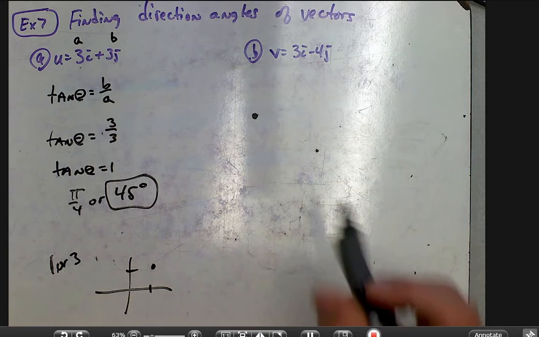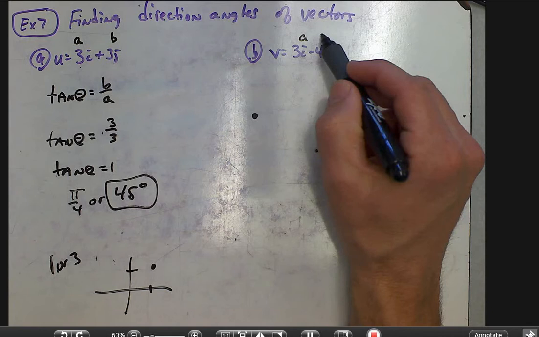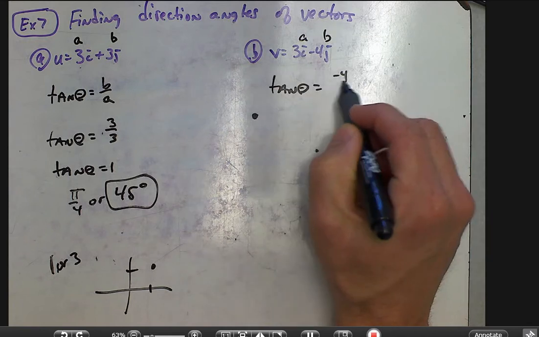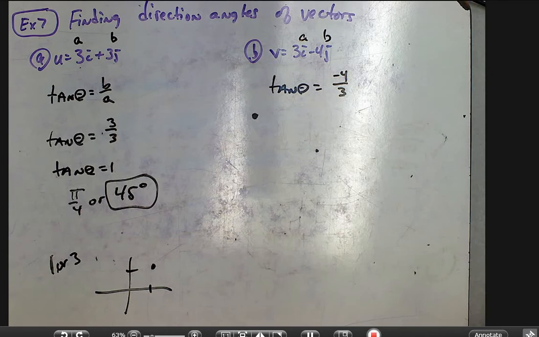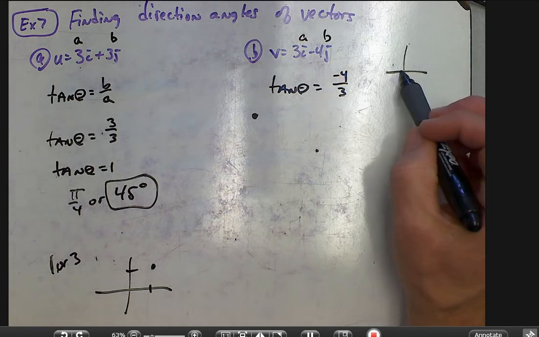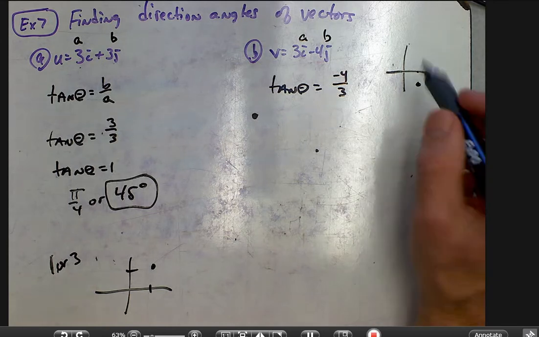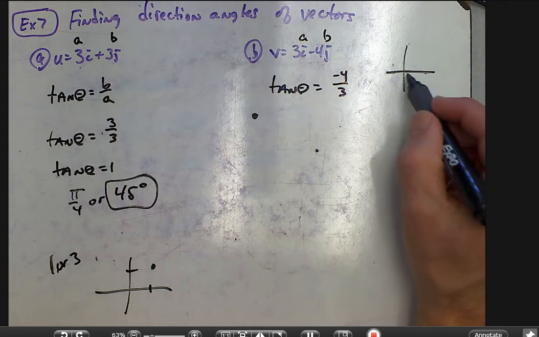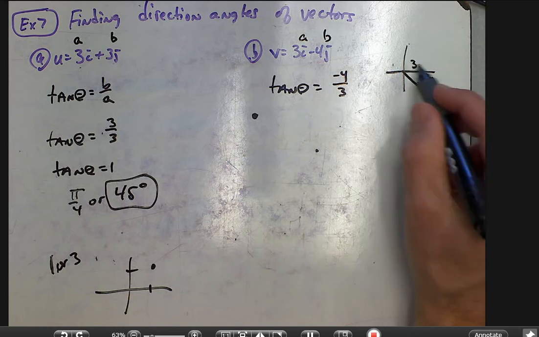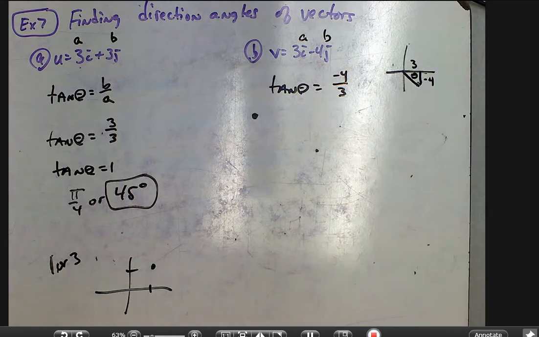Okay? Try another one here. It's not quite so easy. Again, a, b. So the tangent of theta equals negative 4 over 3. Now, if I had to graph 3 comma negative 4, it'd be 3, negative 4, so it would be in the fourth quadrant. Okay, so what I'm going to do is construct a triangle here. Negative 4 being opposite, 3 being adjacent. And we have to find that angle right in there.